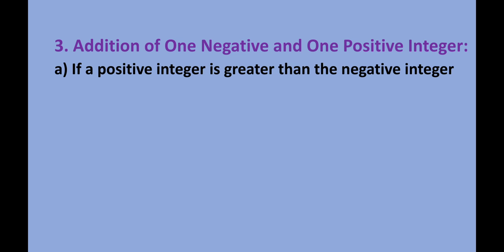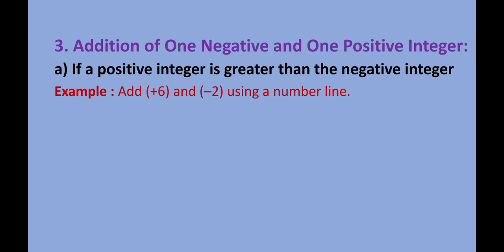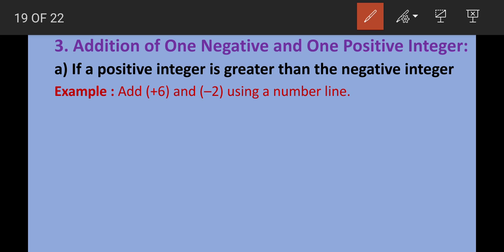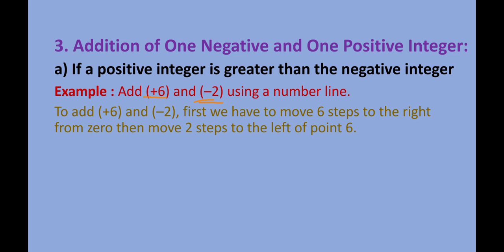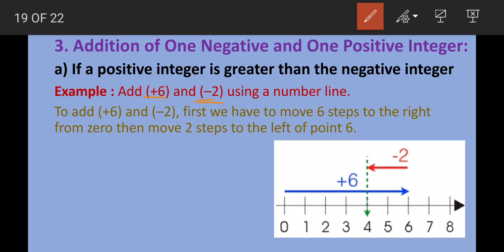First case is if the positive integer is greater than the negative integer. Here is an example, plus 6, in which you have to add minus 2. So to add plus 6 and minus 2, what to do? First step is we have to jump the first number, that may be positive or negative. So here it is positive, so we have to move 6 steps towards the right side from 0.